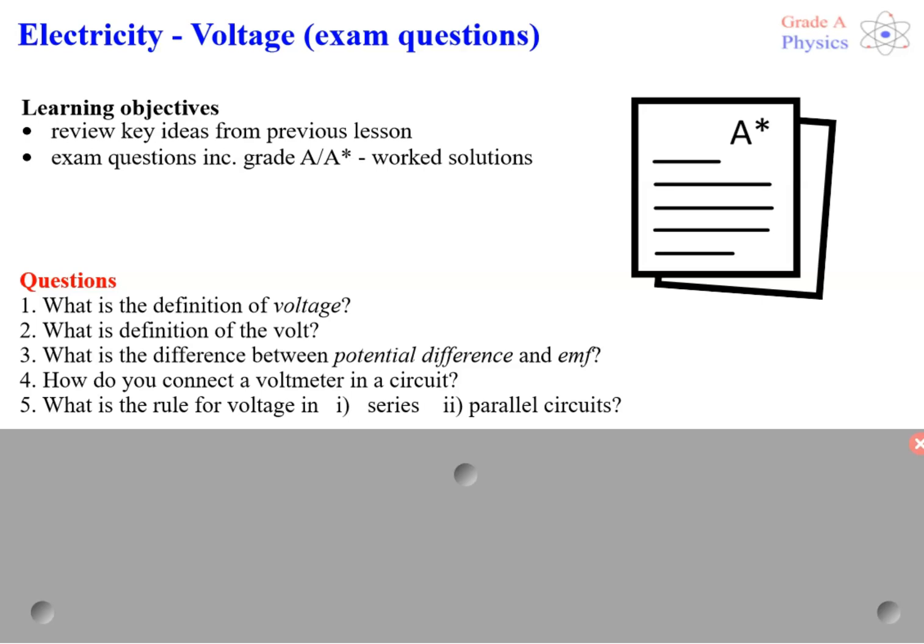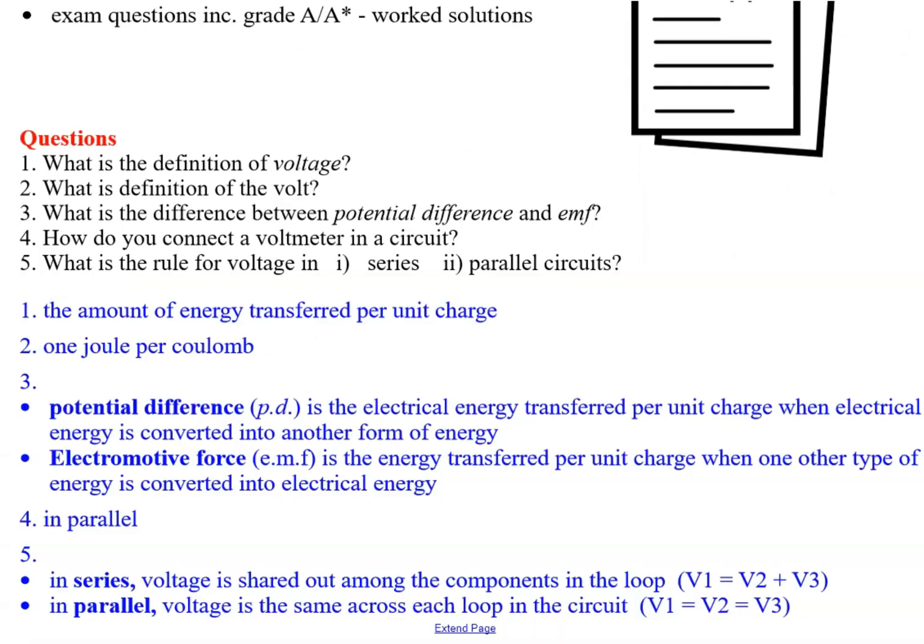Once you've done that, then you can press play on the video and just check that you've got these key ideas correct. So as we saw in the previous video, voltage is the energy per unit charge. V equals E over Q, or W over Q. So 1 volt follows from that. 1 volt is 1 unit of energy, which is 1 joule, divided by 1 unit of charge, which is 1 coulomb, so 1 joule per coulomb.